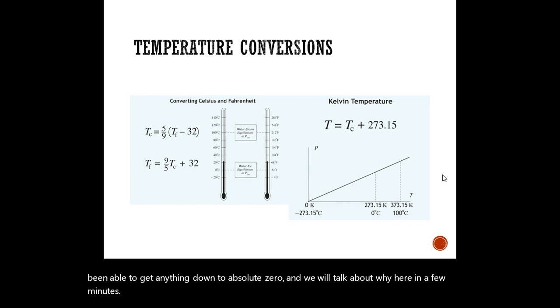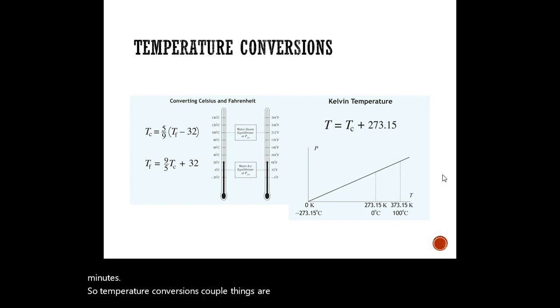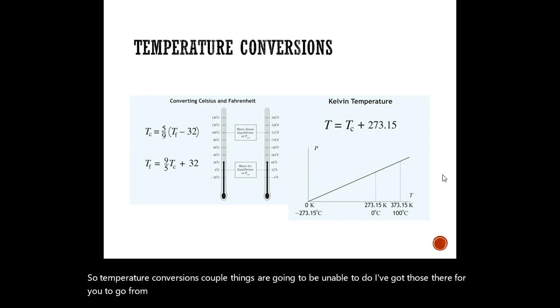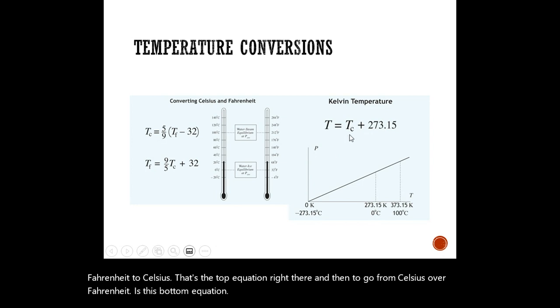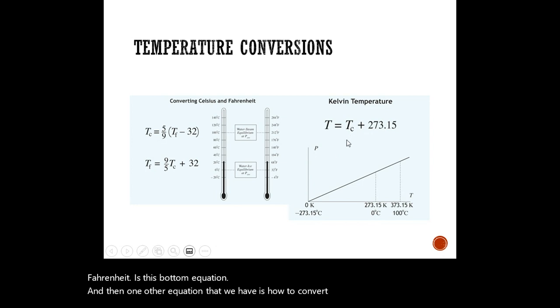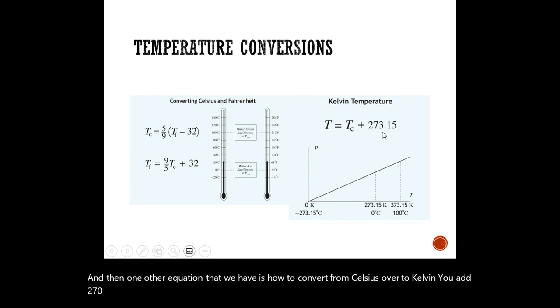So temperature conversions, a couple things you're going to be wanting to be able to do. I've got those there for you. To go from Fahrenheit to Celsius, that's the top equation right there. And then to go from Celsius over to Fahrenheit is this bottom equation. And then one other equation that we have is how to convert from Celsius over to Kelvin. You add 273.15. And then to go the other route, you would just simply subtract 273.15.